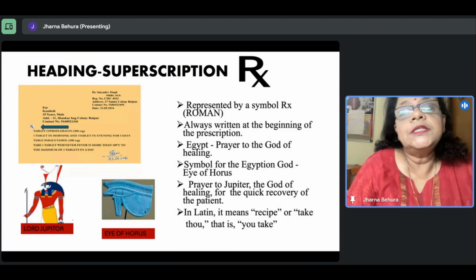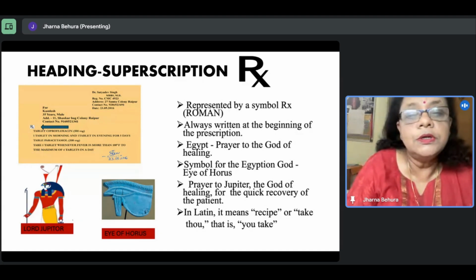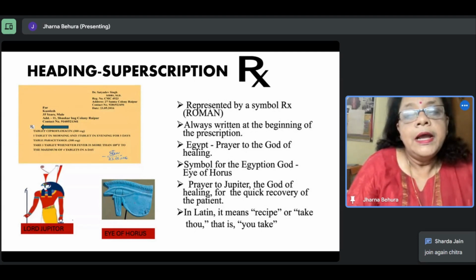Now the heading superscription is represented by the symbol Rx, Roman. It is always written at the beginning of the prescription. Different countries have different origins; in Egypt, it is a prayer to the god of healing. It is also a symbol of the Egyptian god Horus, the eye of Horus. Horus lent his eye to his dead father, who came back alive. It is also a prayer to Jupiter, the god of healing, for quick recovery, and in Latin it means recipe, or take thou.